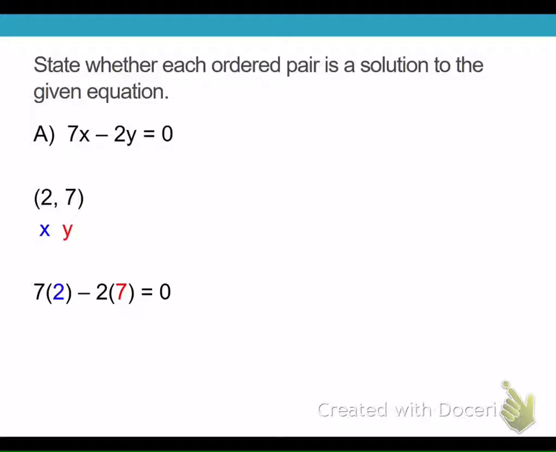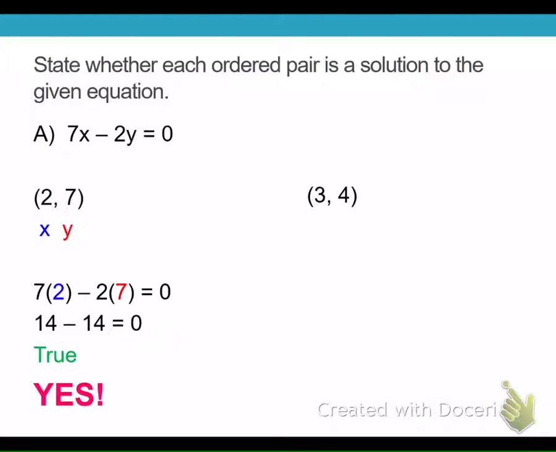So 7 times 2 is 14 minus 2 times 7 is 14. And what's 14 minus 14? 0. So 0 equals 0. Is that true? Yes. So this is a solution. So your answer is yes. This is fun.